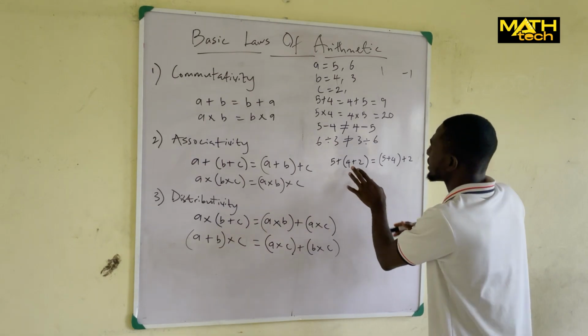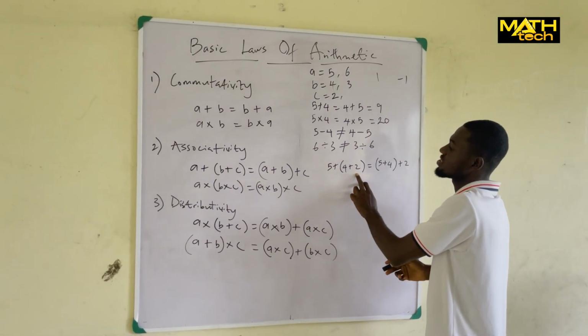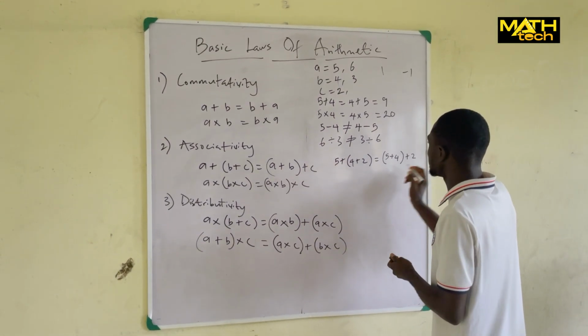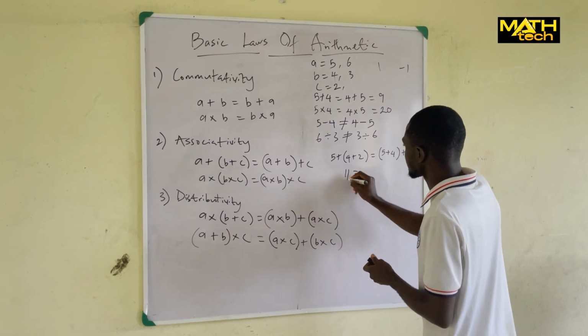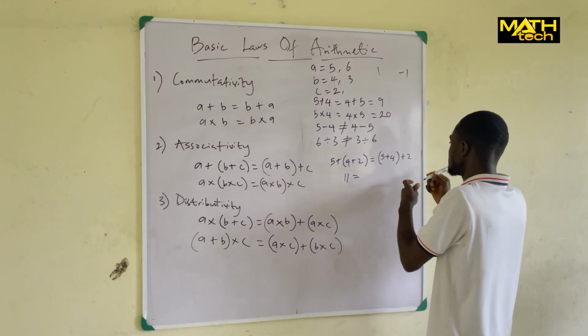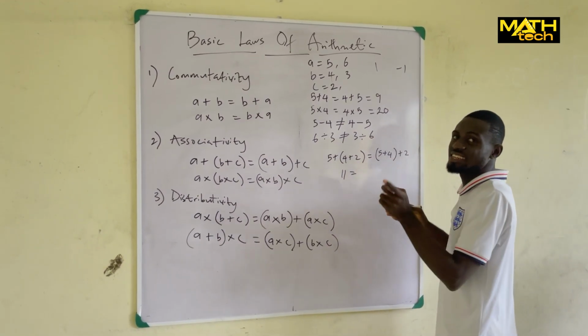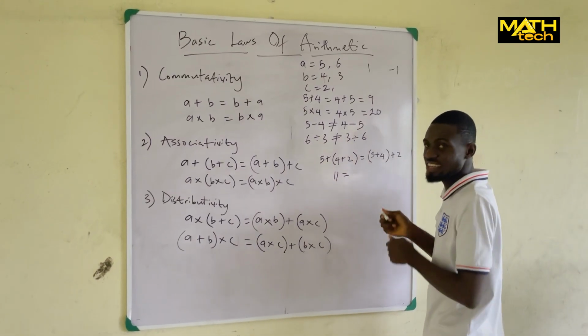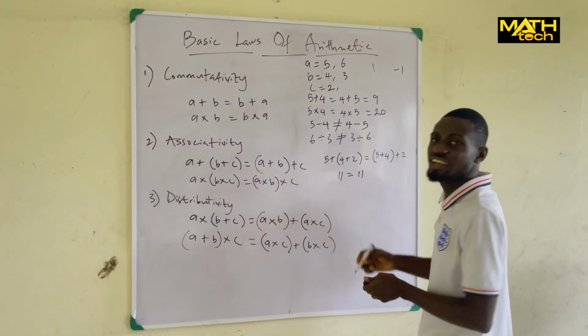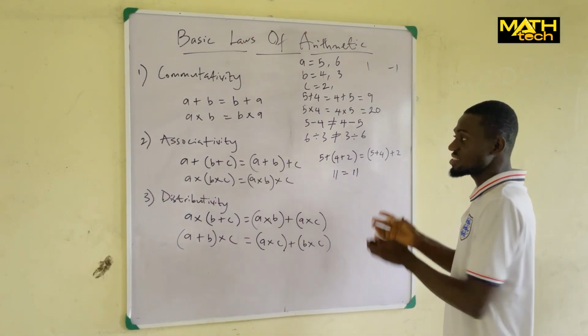So don't forget, we start with the bracket. 4 plus 2 is what? 6. 5 plus 6 is what? 11. Here is 11. Here we have 5 plus 4 is what? 9. 9 plus 2 is what? 11. And 11 is equal to what? 11. So we can see it there.